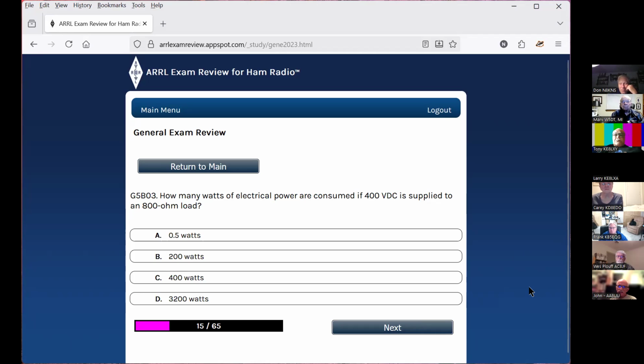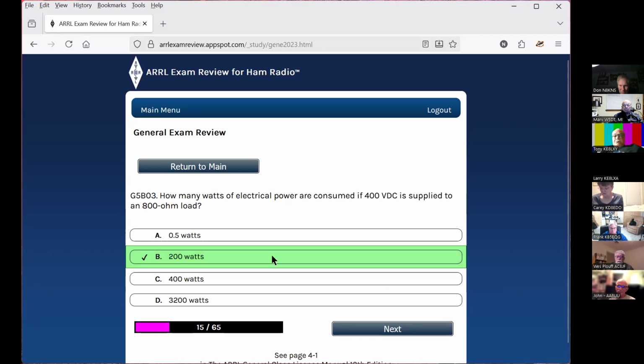All right, how many watts of electrical power are consumed if 400 volts DC is supplied to an 800 ohm load? Half a watt, 200, 400, or 3,200 watts? I squared. Guess is Bravo. Okay, the formula here is power equals V squared over R. So it's 400 squared divided by 800. So you think 200 watts? Let's find out. Yes, that's excellent.